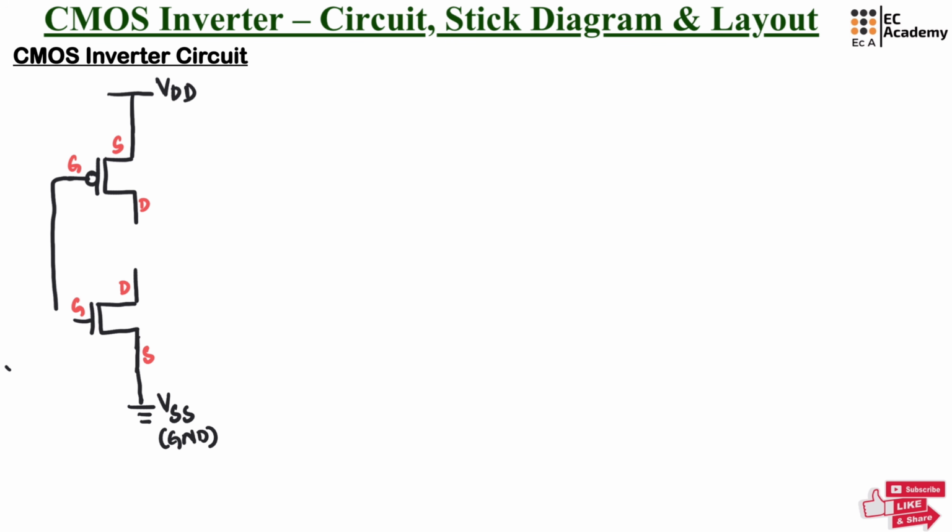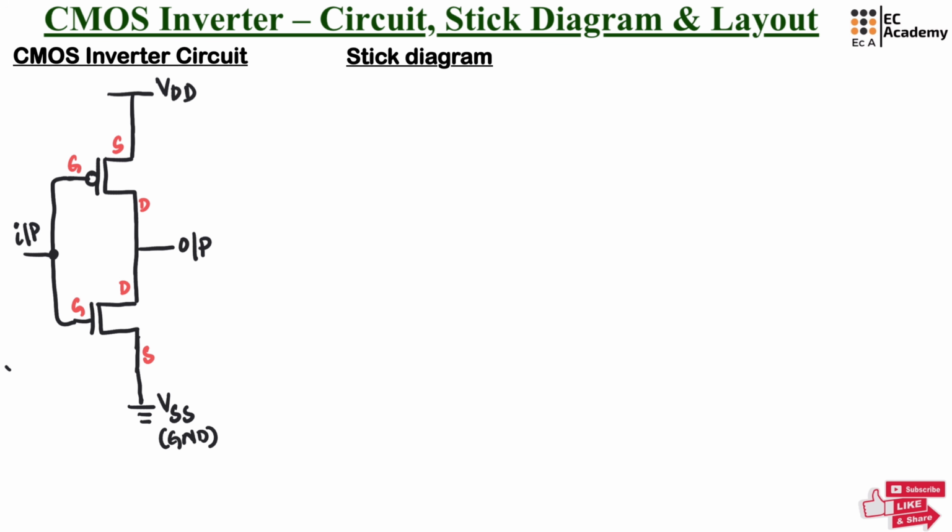Now the gate terminals of PMOS and NMOS are shorted and connected to the input, and the drain terminals of both PMOS and NMOS are shorted and connected to output. So this is the CMOS inverter circuit.